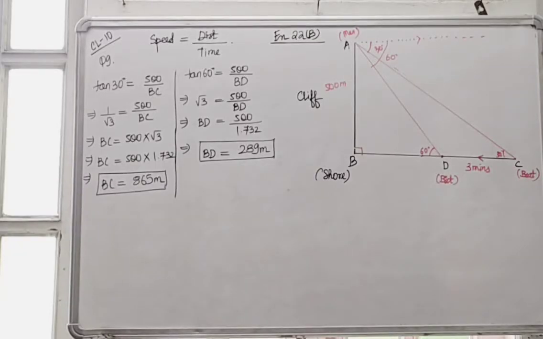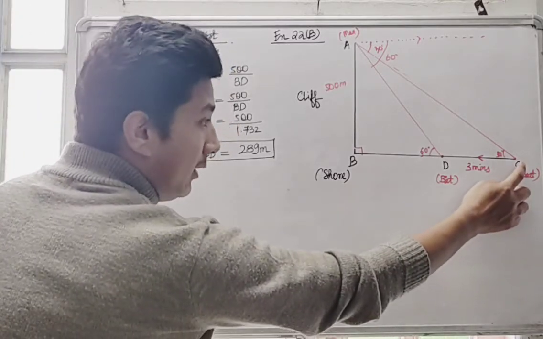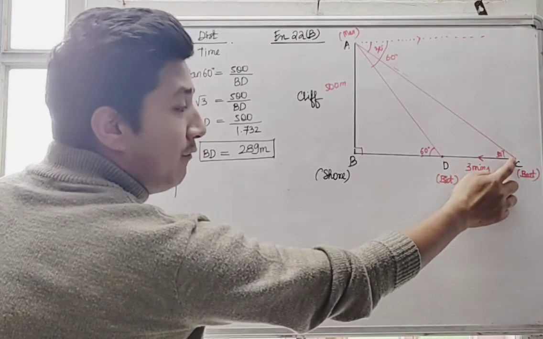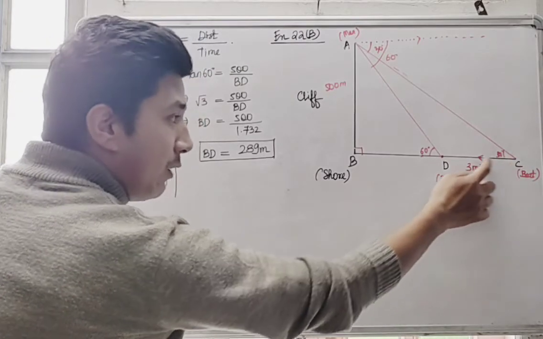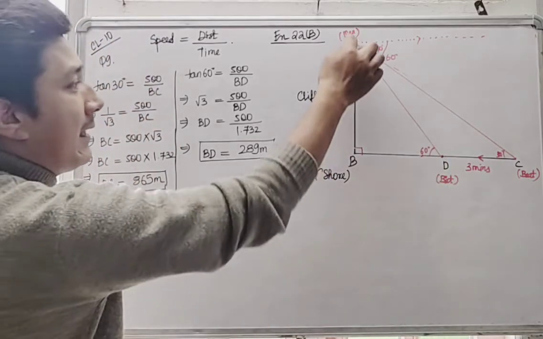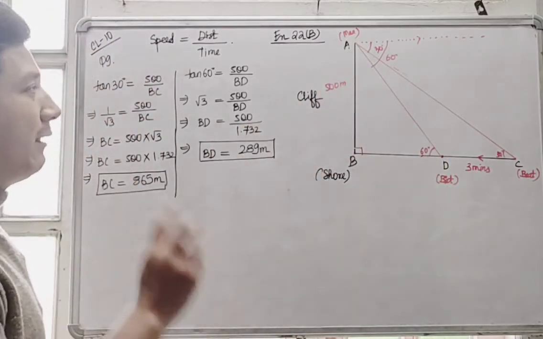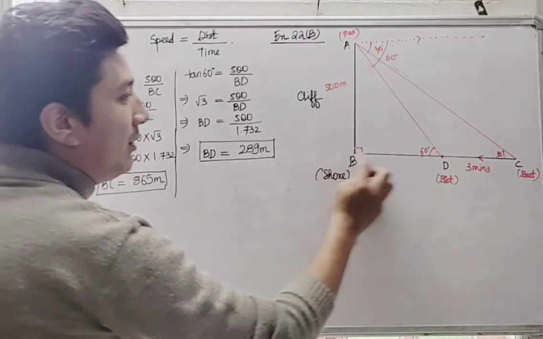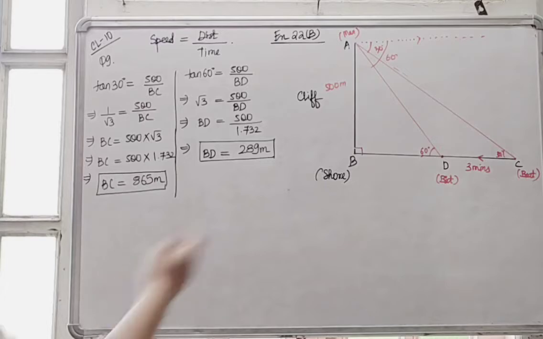All right boys, so now once again I'm explaining. The boat is out here, sailing towards the shore. Here the angle of depression is 30 degrees, and after 3 minutes the angle of depression has changed to 60 degrees. So the height of the cliff is 500. Now we have got 2 right angle triangles, boys. One is ABD, the other one is ABC. So we know which formula to use, obviously tan.